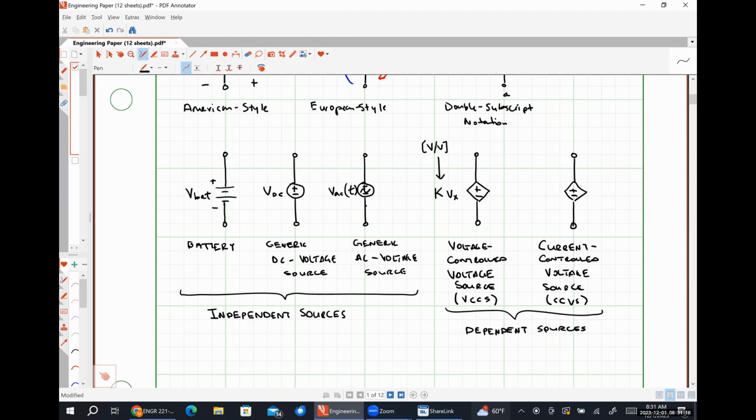Dependent sources like this are used to model nonlinear behavior in certain elements like transistors and all of that kind of good stuff that is going to be beyond the scope of this class, but we're introducing these sources so that we know what to do with those elements when we finally see them. Yes, Abram. Yes, thank you. Not VCCS, VCVS. Thank you for that. Voltage controlled voltage source. Thank you.